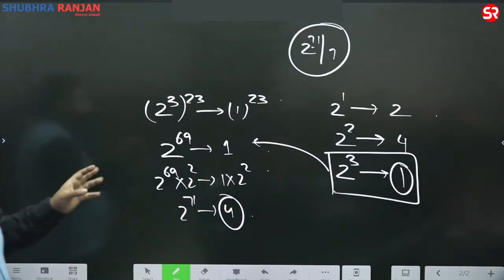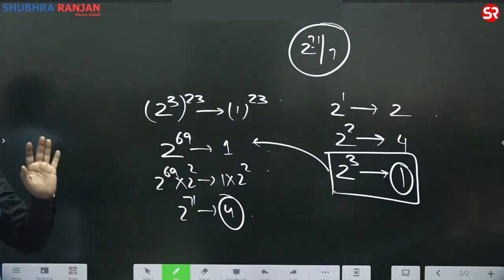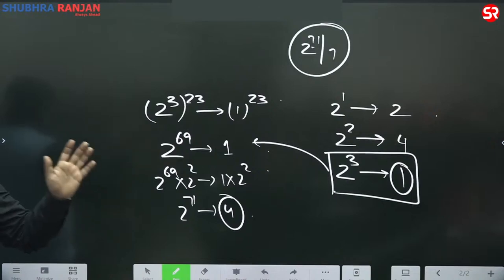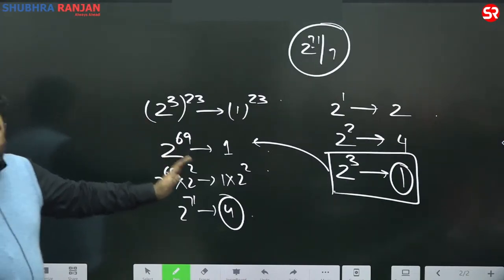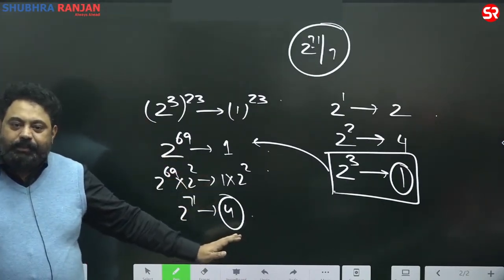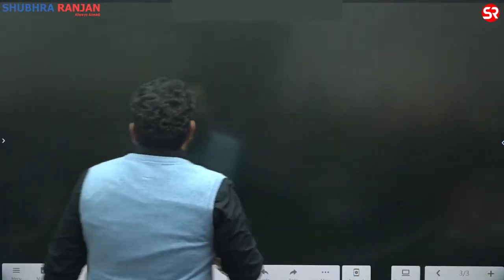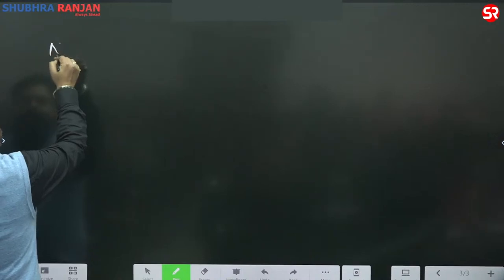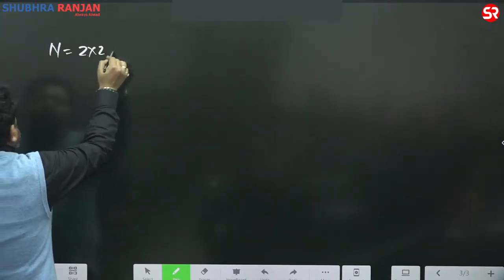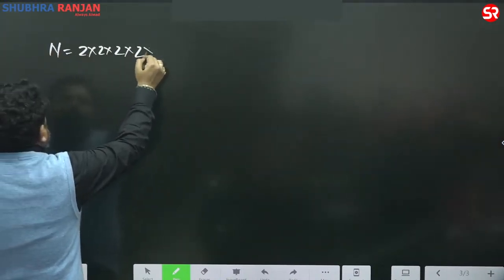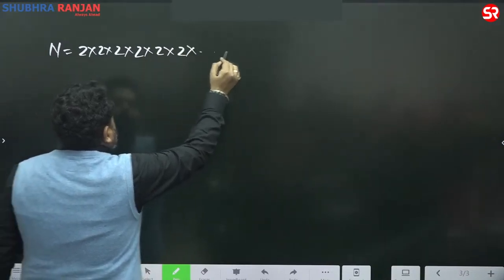Now, sir, what exactly is the picture behind it? You should understand what exactly is the picture behind whatever we are doing. Have you written the process? Guys, have you written the process? Now listen to what's happening. Just pay attention. This is a number n which is 2 into 2 into 2 into 2 into 2 into 2.